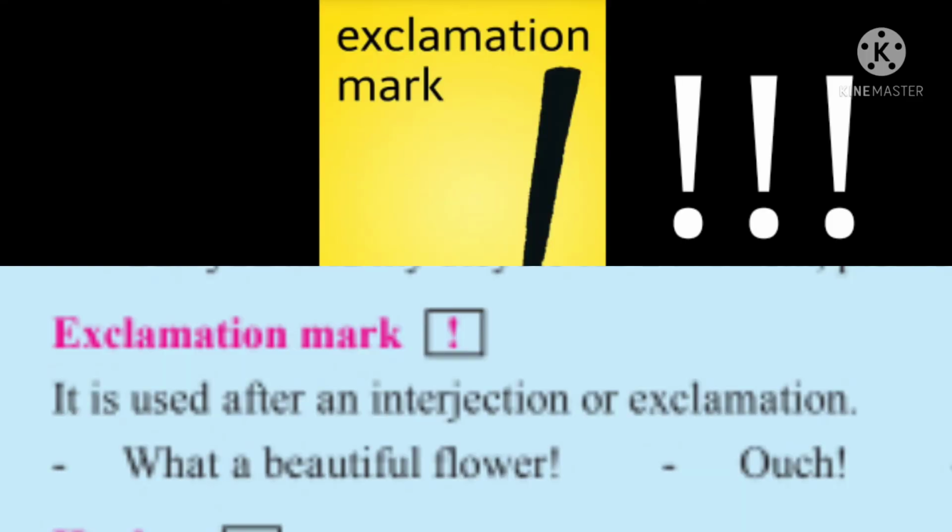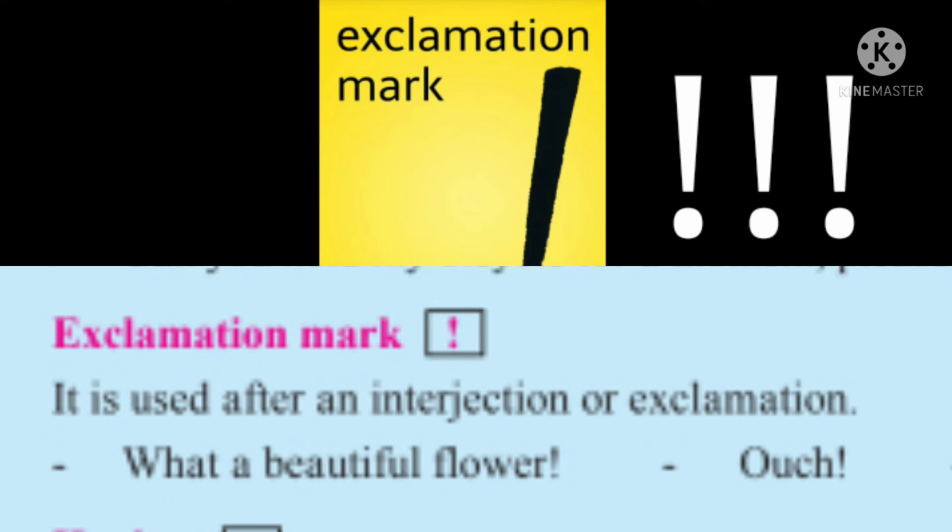Another punctuation mark is exclamation mark. Now students, why is exclamation mark used? It is used after an interjection or exclamation. Now what is exclamation? The words that express the feeling of sorrow, joy, happiness, sadness, anything. The strong feeling that the word or the phrase gives, that is called exclamation. And after such words or phrases, we put an exclamation mark.